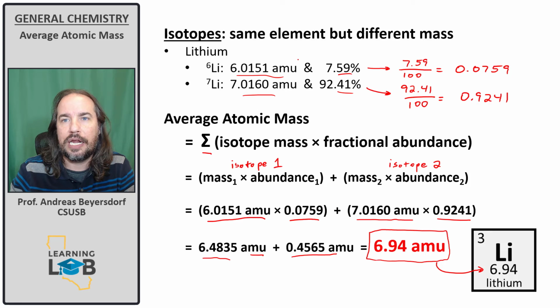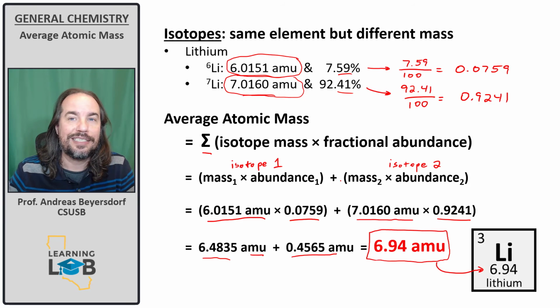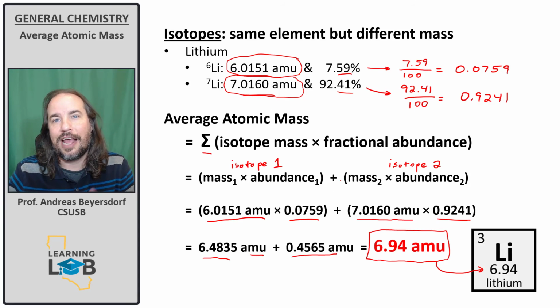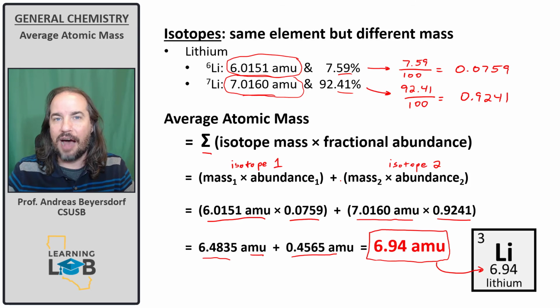Now notice one thing. That's 6.94 AMUs. That's somewhere between the mass of the lighter of the two isotopes and the mass of the heavier of the two isotopes. That makes sense. You couldn't say that, hey, I have one isotope that's 6 AMUs, one that's 7 AMUs, and somehow the average is 28 AMUs. That just wouldn't make sense.